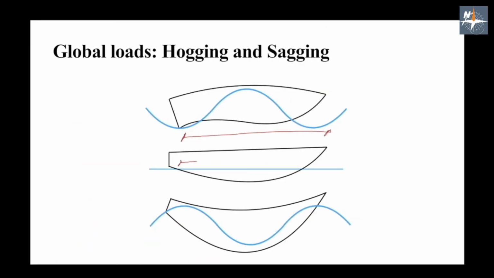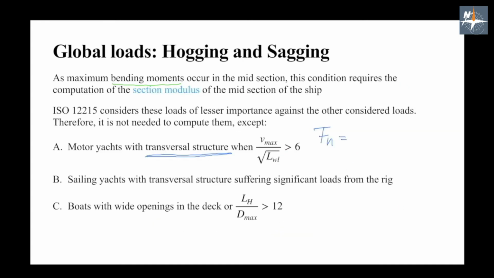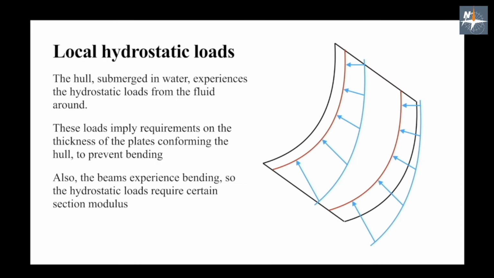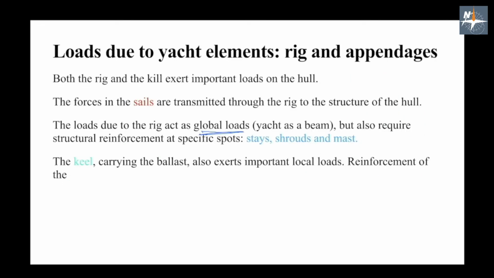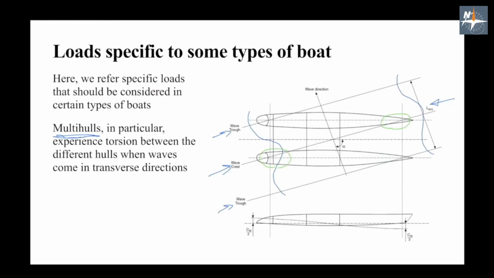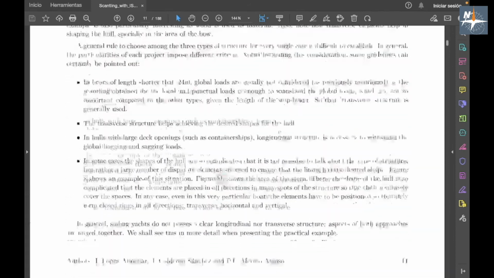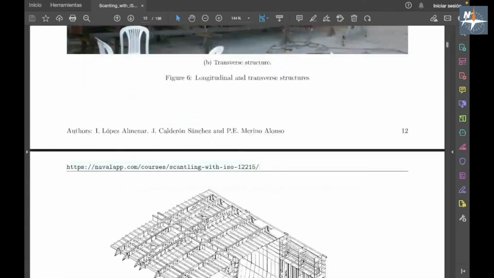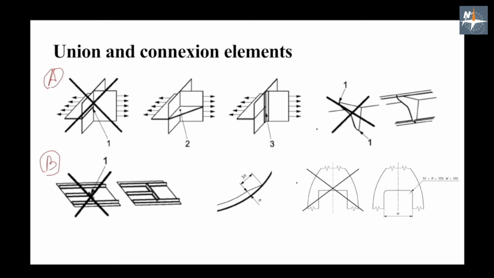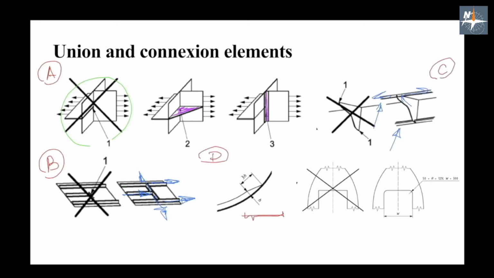After this, we have talked about the different loads acting on a sailing yacht. These are mainly global loads, local loads, punctual loads caused by the yacht elements, such as appendages or rig, and finally, specific loads depending on the type of hull. I'm referring to monohulls or multi-hulls. After that, we went on by understanding the types of structures, which are transverse, longitudinal or mixed, and by studying the different elements that are considered in the structure, including union elements.